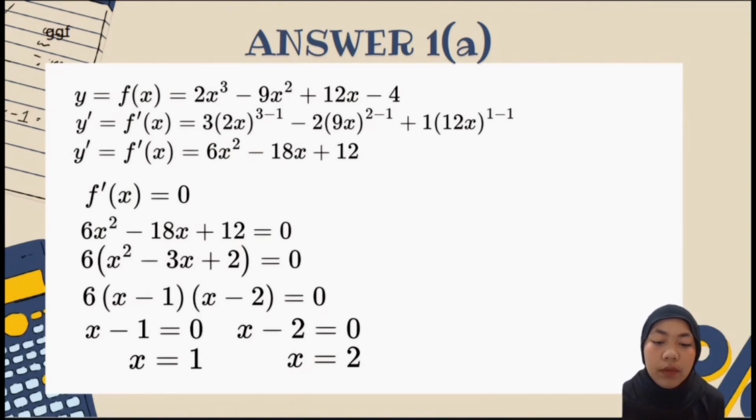We divide the entire equation and factor the quadratic equation. So we get (x - 1)(x - 2) = 0. For the first, x - 1 = 0, so x = 1. For the second, x - 2 = 0 and x = 2.